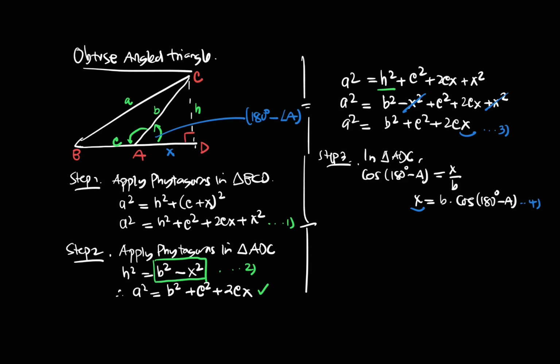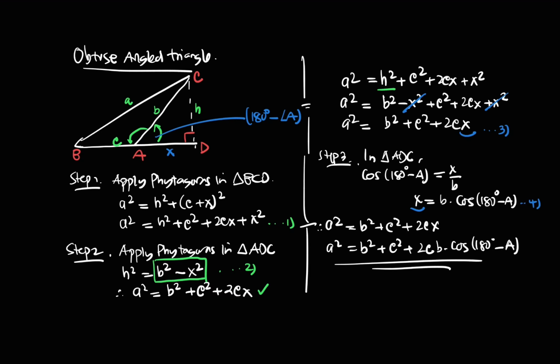Then we can find that a squared equals b squared plus c squared plus 2cx. Then it is b squared plus c squared plus 2c times b cos of 180 minus A. So here it is, the final formula for the obtuse angle triangle.